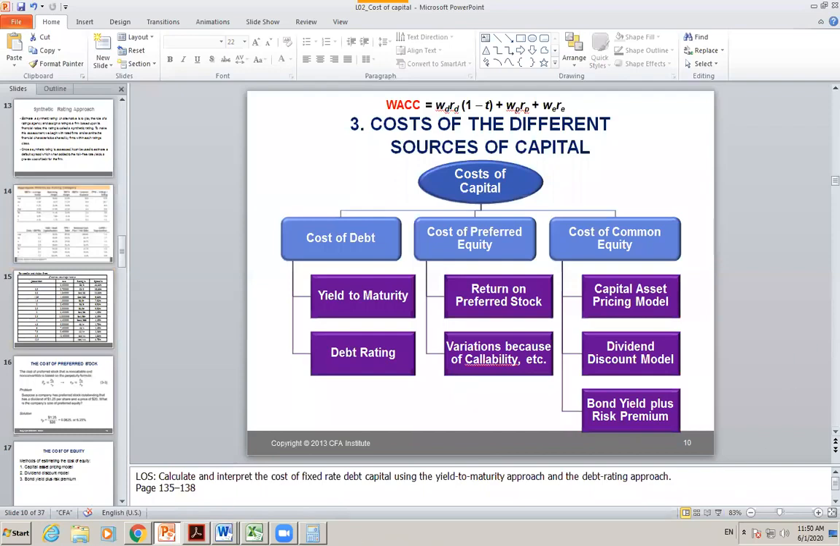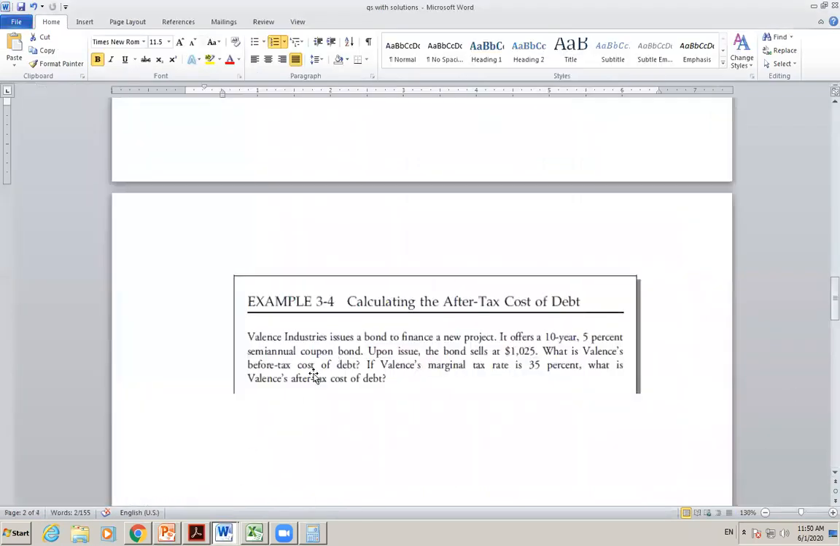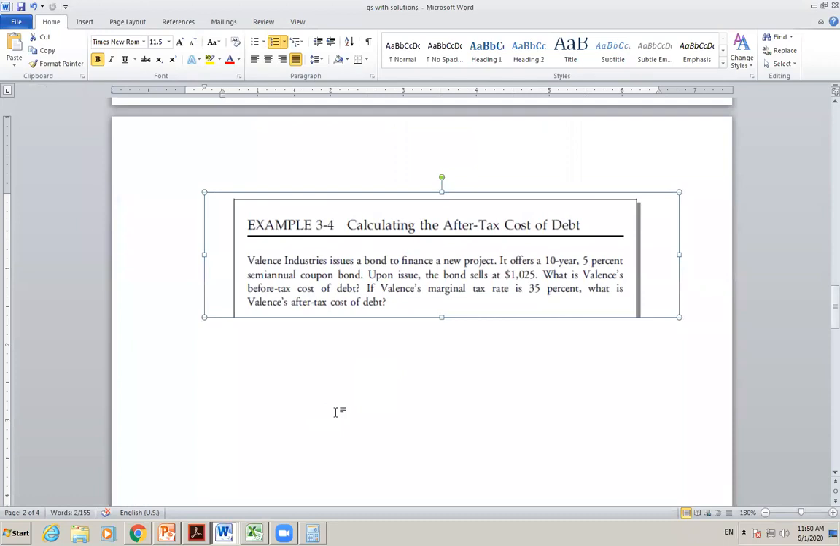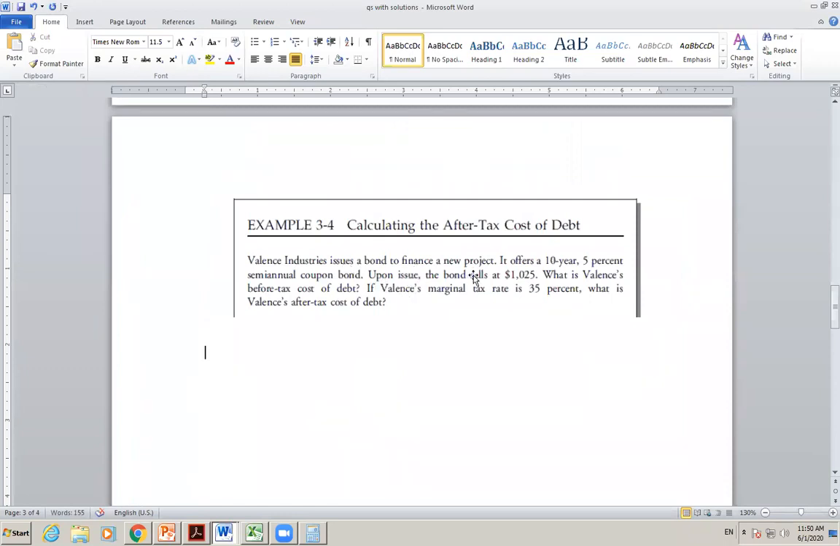Okay. If you don't have any questions, I want to solve this question. Now we're given a question here. The Valence Industry issues a bond to finance a new project, and it offers a 10-year, 5% semi-annual coupon bond. Upon issue, the bond sells at $1,025. So what is Valence's before-tax cost of debt?